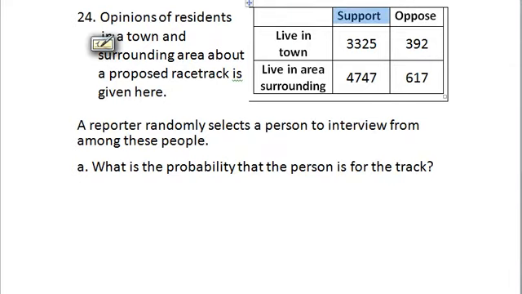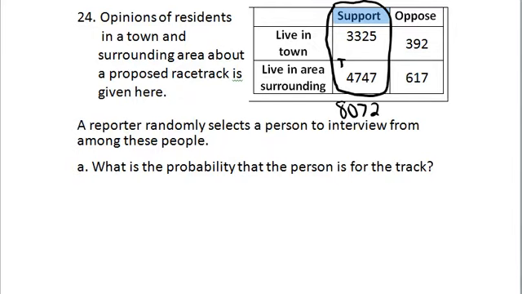So the first thing we want to do is total up the number of people who support the track. So if you add 3325 to 4747, you end up with 8,072. So there are 8,072 people, among the people that might be interviewed, who support the track. You're probably also going to want to know how many oppose it, so let's go ahead and total those. I'm sure we'll need it.